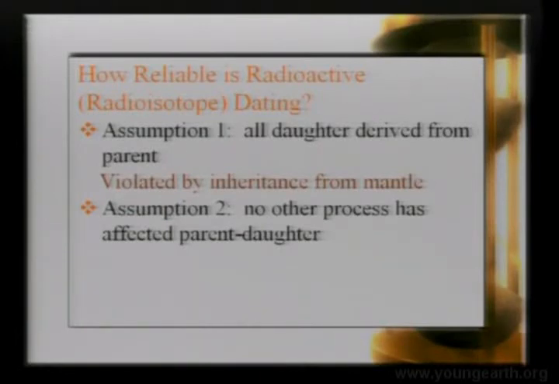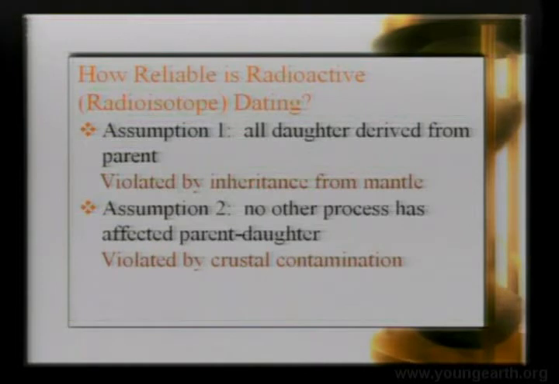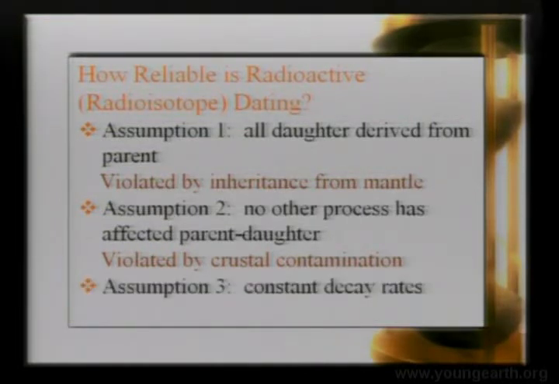They have to do with other processes that have affected the parent-daughter relationship, in this case violated by crustal contamination. Everywhere we look, there's evidence of crustal contamination. So that violates the second assumption. And the third assumption, of course, is constant decay rates.